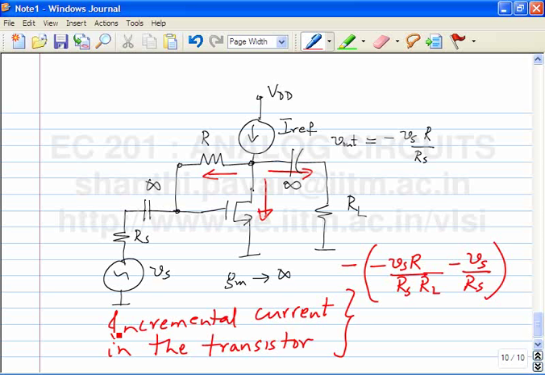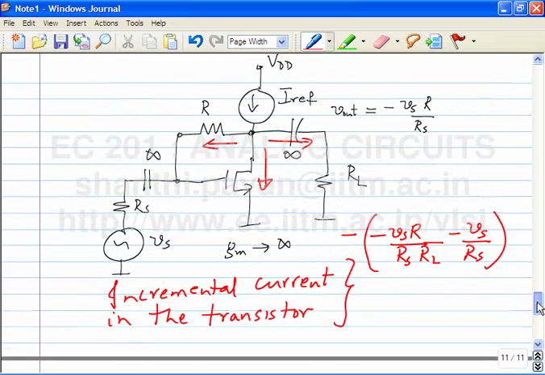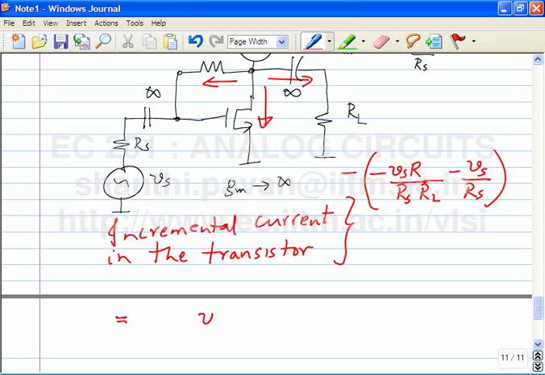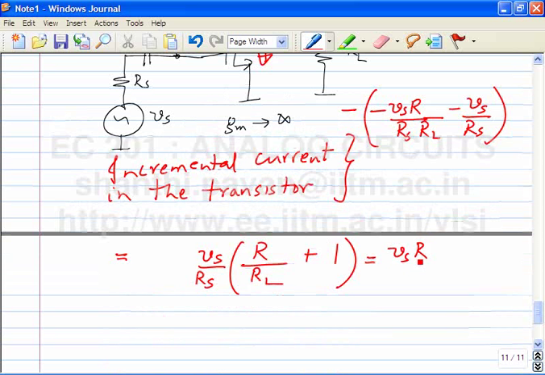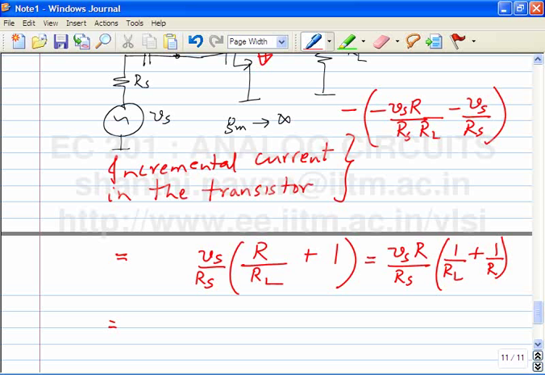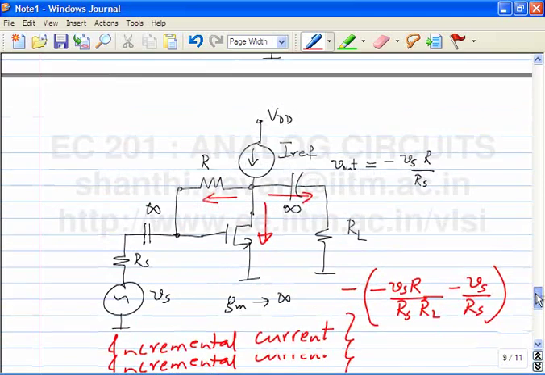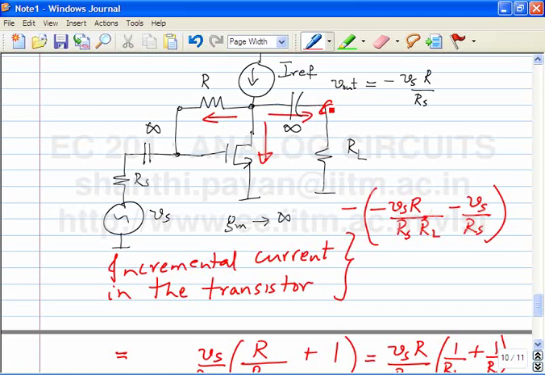Okay? So the incremental current in the transistor is simply equal to Vs times R by Rs, or Vs by Rs times R by RL plus 1. Now you can see this intuitively also. Vs times R by Rs times 1 over RL plus 1 over R, which is Vs R by Rs divided by RL parallel R. Okay. What is Vs times R by Rs? It's the voltage here. Okay. It's minus the voltage there.